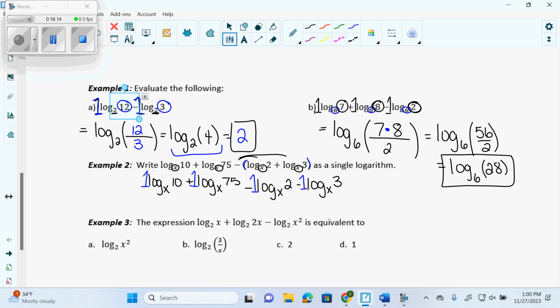And what's my common base? X. So I get log base x, and then I'm going to get a fraction beside it. Whatever's plus ones goes in the numerator. Whatever's minus ones in front goes to the denominator. So I'm going to get a 10 in the numerator times a 75 in the numerator, because they're both plus ones. And then negative 1, I'm going to get a 2 times a 3. So I end up with log base x of 750 over 6.